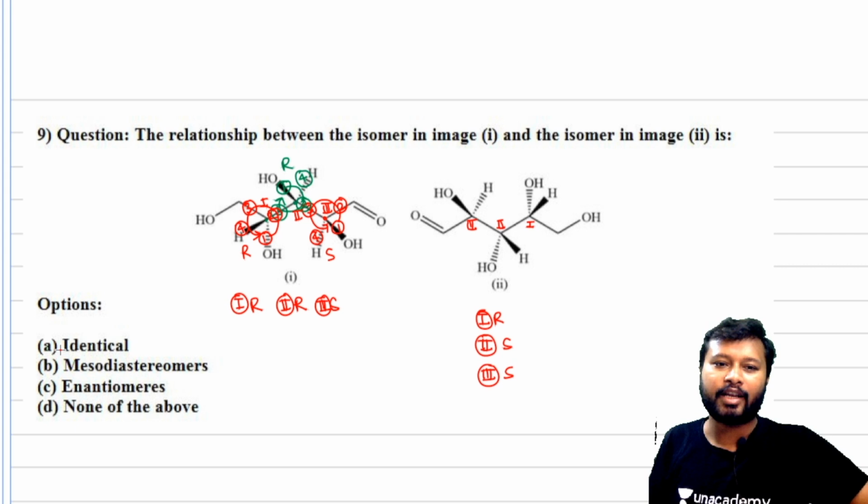But they are not identical, they are not enantiomers, they are not meso diastereomers, they are none of the above. Okay, they are none of these. All right, so this is how it has to be done. You have to look for absolute configuration, and with respect to that you have to look.